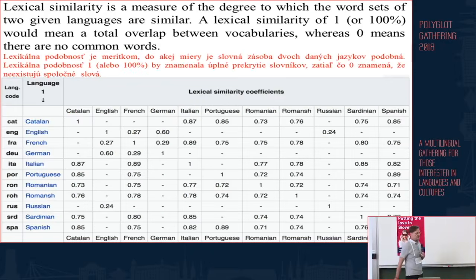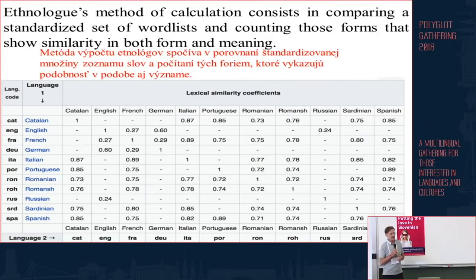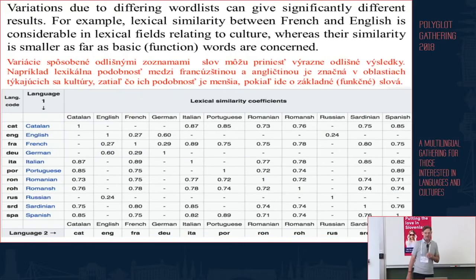There are various sites where you can get data on lexical similarity. A lexical similarity of 1 is 100%, meaning it's the same language, and 0 means no common words. This is from Ethnologue, and the way they calculate it is they compare a standard set of word lists and count those forms that show similarity in both form and meaning. But there are variations due to differing word lists.